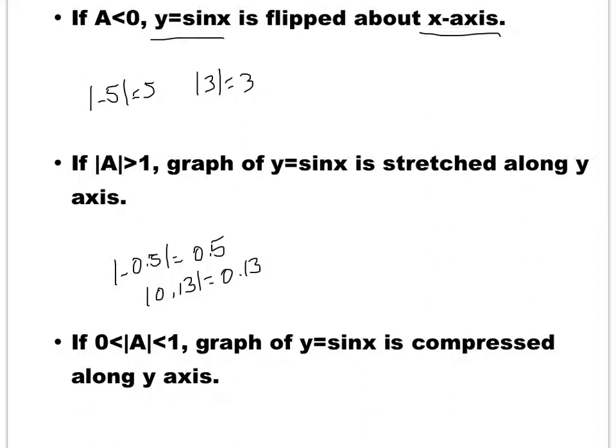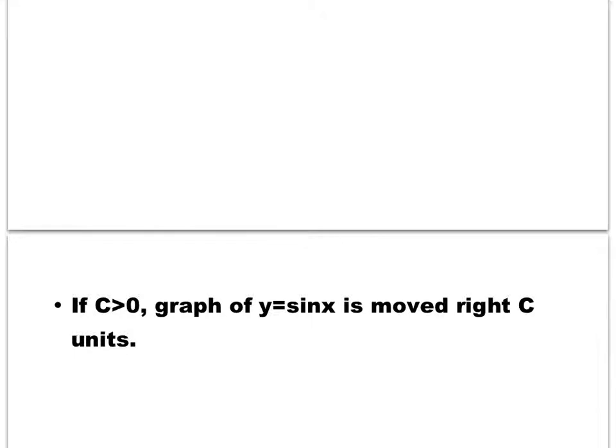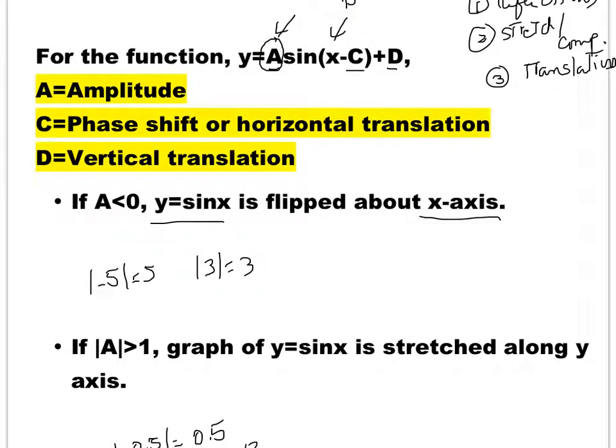Okay, the next transformation is with regard to C. If in your transformed function C is positive, then it means that you are moving right C units. Now, remember that in the general formula that we had before, I will go back to the formula, C has a negative in front of it. So whenever you see the transformed function, look at the number inside the bracket, flip the sign, make it the opposite sign, and then compare it.